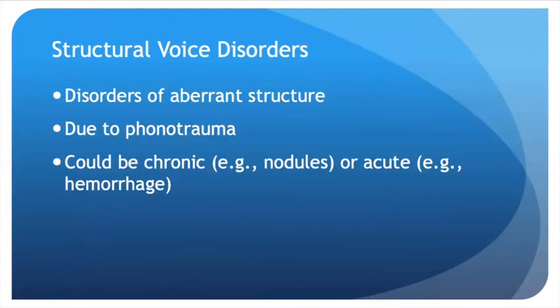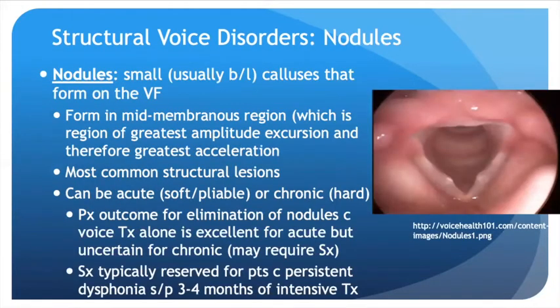So structural voice disorders have aberrant structure associated with them, possibly due to phonotrauma. They can be chronic or acute. Nodules are small, usually bilateral calluses that form on the vocal folds, typically in the mid-membranous region, about 1/3 back from the anterior commissure. This is the region of greatest amplitude, excursion, and acceleration, the greatest impact forces. So it makes sense that these calluses would form in that region.